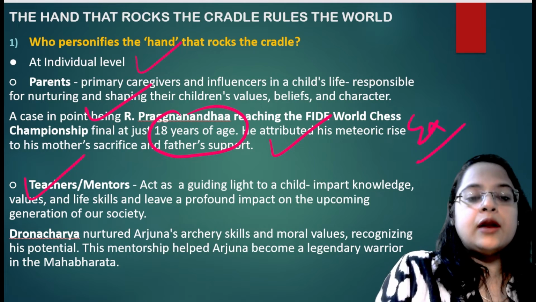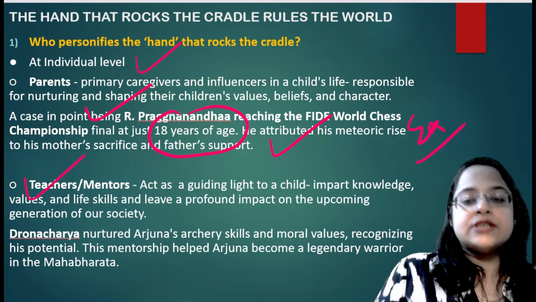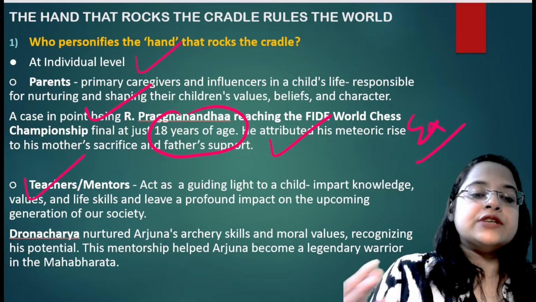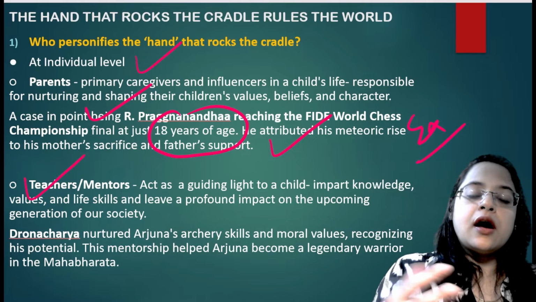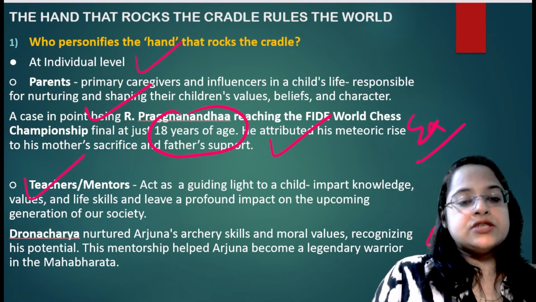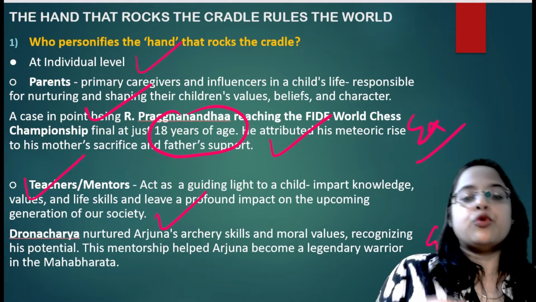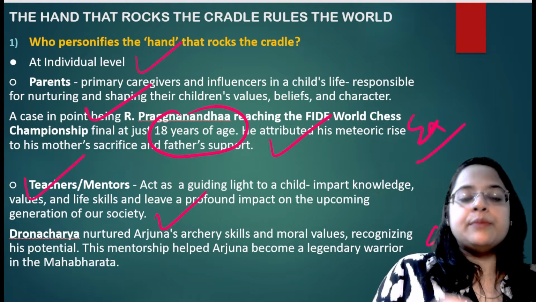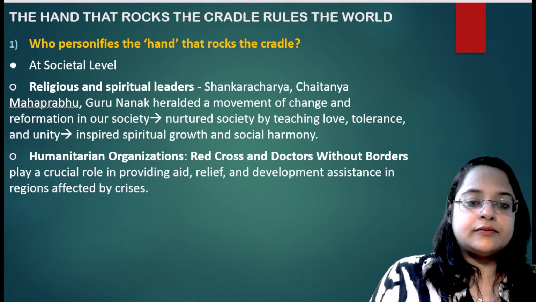Then you can tell about the teachers and mentors, how they can be a guiding light to the child. They can impart knowledge, values and life skills and leave a profound impact on the upcoming generation of the society. You can take the example of Dronacharya, how he nurtured Arjuna's archery skills and moral values, because of which Arjuna became one of the legendary warriors in the Mahabharata.